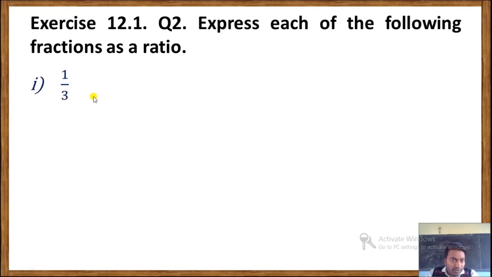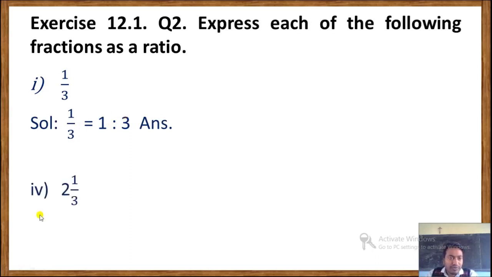Okay, so clearly you can see here 1 is the first term and 3 is the second term. So how will we write this? 1 ratio 3. Okay, 1 is the first term and 3 is the second term. Understood? The same way, question number 4.